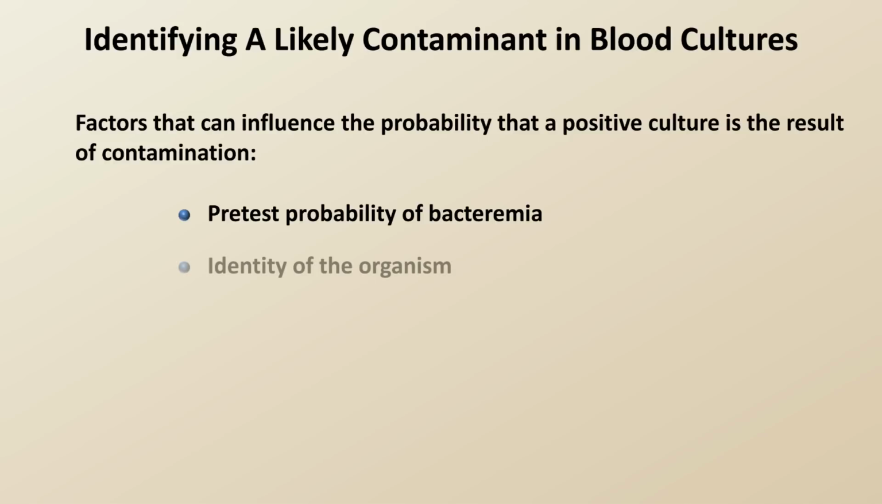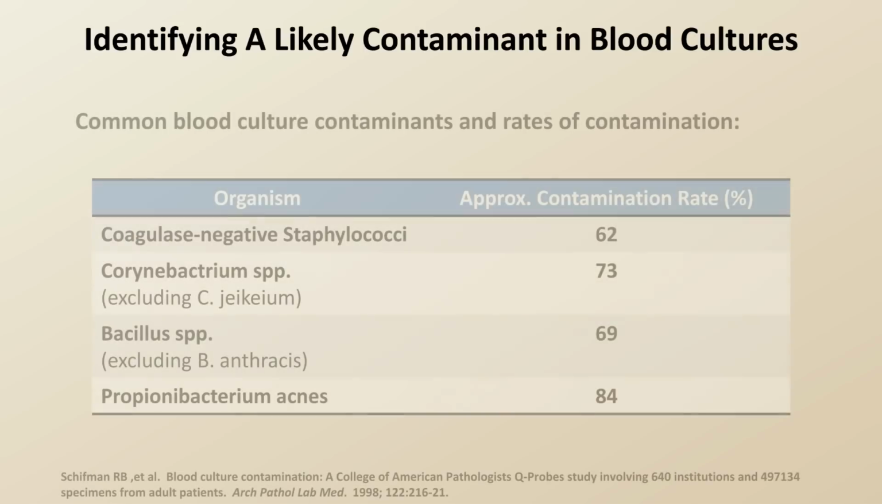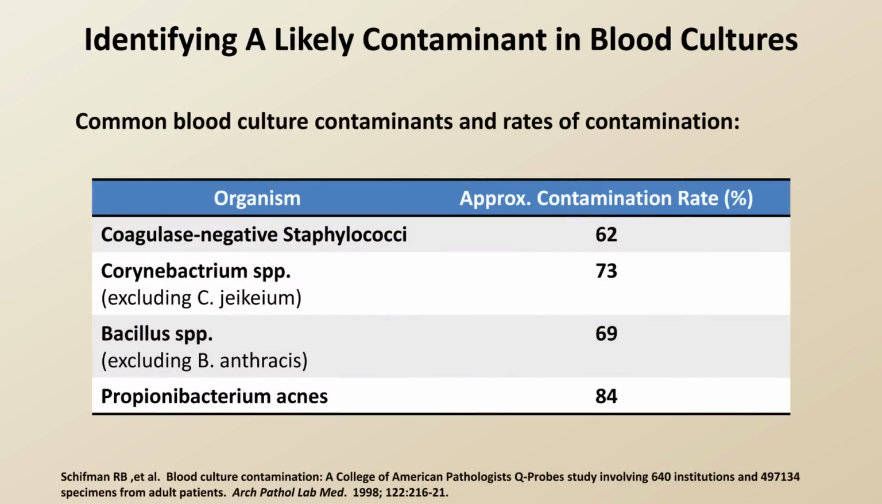Next, the identity of the organism. A massive study of blood culture contamination at 640 different institutions identified these as the most common contaminants. Coag-negative staph was felt to be a contaminant 62% of the time. Corynebacterium species, also known as diphtheroids, were contaminants 73% of the time. Bacillus species, excluding anthrax, and Propionibacterium acnes were also commonly contaminants.